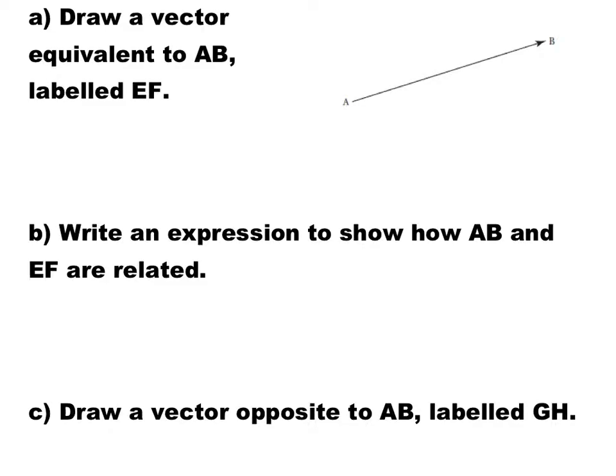In the next example, we have vector AB, which is shown here. We have to draw a vector equivalent to AB and label it EF. So for a vector equivalent, remember, they are parallel, they have the same magnitude, but the location doesn't matter. So I can say that EF can be something like this vector that I drew. Write an expression to show how AB and EF are related. I can say that AB is equal to EF.